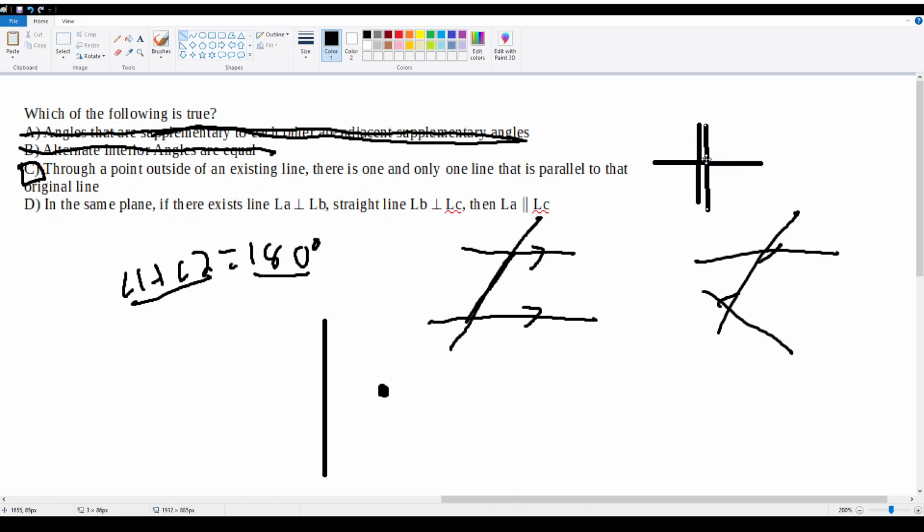However, in fact, let me adjust C now to make it look like they're the same. What if they were the exact same line? Look, what if A was C? Look, A can be C, and it will still be perpendicular to B. That is why D is incorrect.